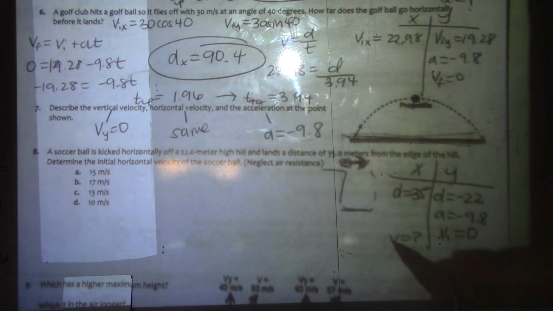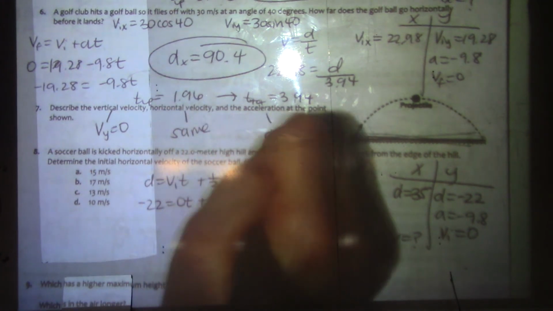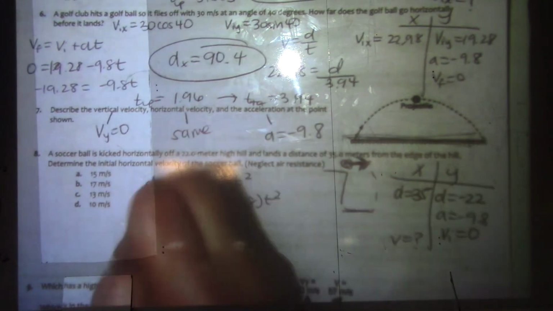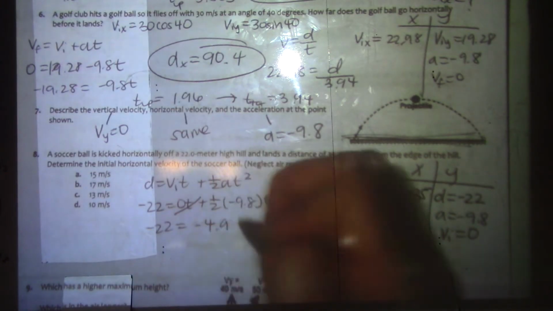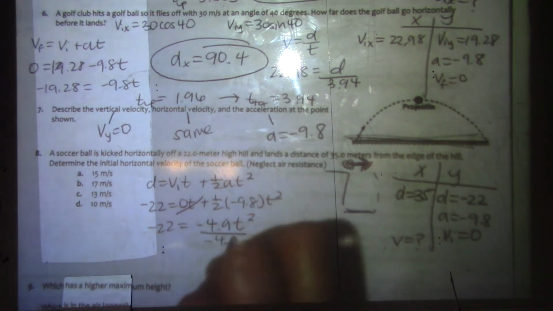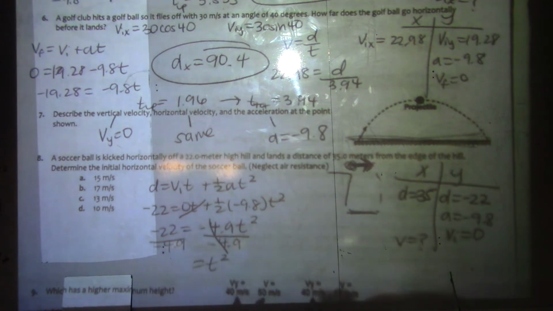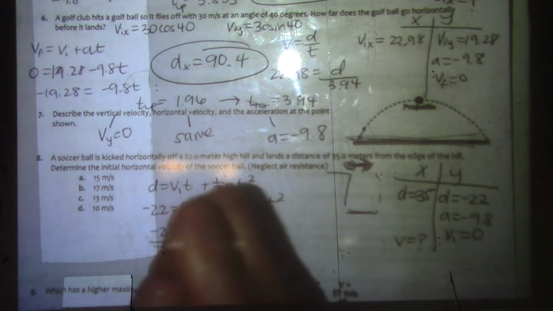Before I can find the velocity, I need to find time. So I'm going to use d equals VIT plus 1/2 AT squared. D is negative 22, 0t, plus 1/2 negative 9.8 t squared. Negative 22, 0 goes away, half of 9.8 is 4.9. Now I need to divide the negative 4.9 over. That gives me t squared is equal to 4.49.